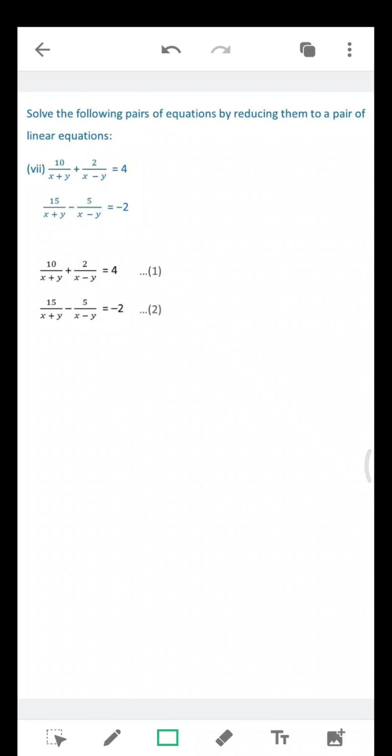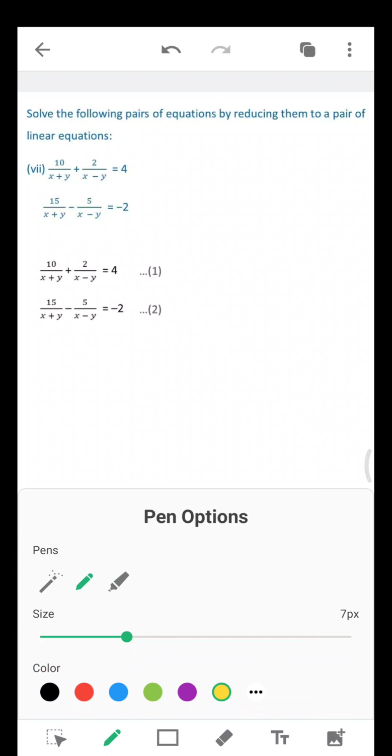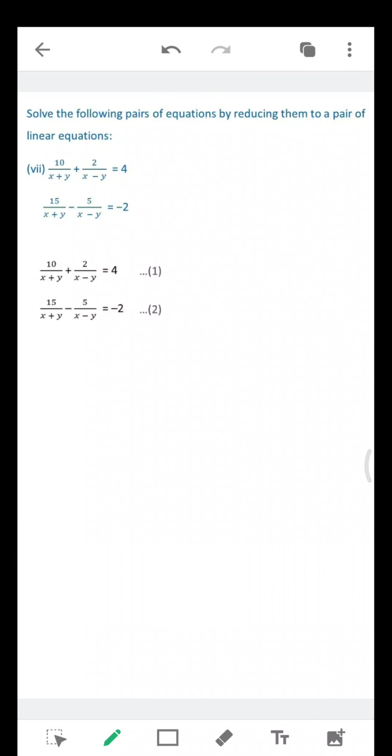To begin with, here in the question you can see what's common in the given question. You can take 1 by x plus y as u and 1 by x minus y as v, because 1 by x plus y is there in both the equations, and 1 by x minus y is there in both. So you can assume one as u, another as v.